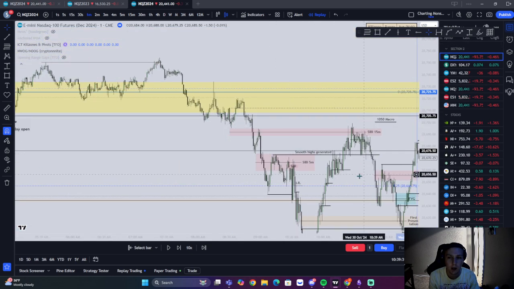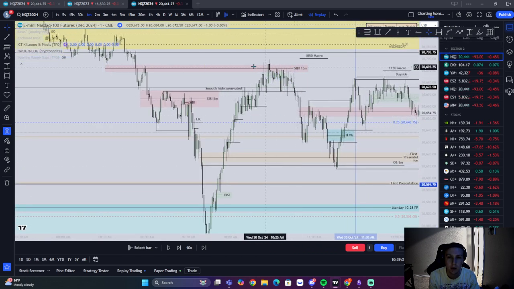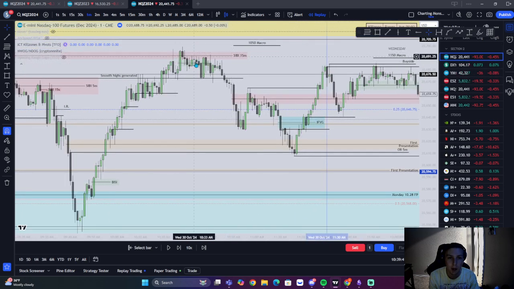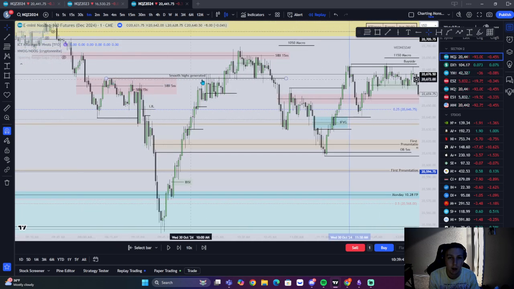I was looking for a new day opening gap. We fall short of that. We use 15-minute SIBI as ES trades into its new day opening gap. Price accumulated above this old buy side liquidity here, accumulate above that, then we break lower. At what time? 1050 macro.